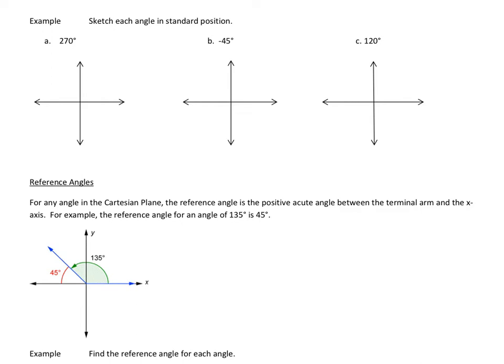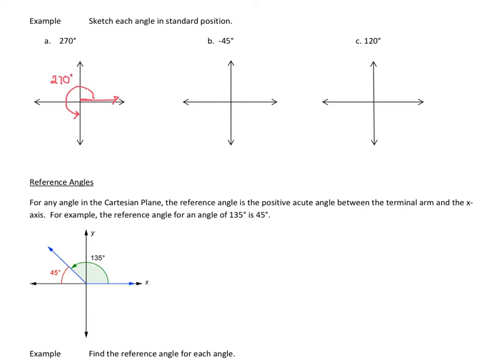Okay, so now we're going to work through a few examples here just to make sure that those ideas are clear to you. If we were asked then to sketch an angle of 270 degrees in standard position on the Cartesian plane, we would begin by marking our initial arm, which is always placed along the positive x-axis, and rotating counterclockwise by 270 degrees would take us all the way down to the negative y-axis. So there's our 270 degree angle.